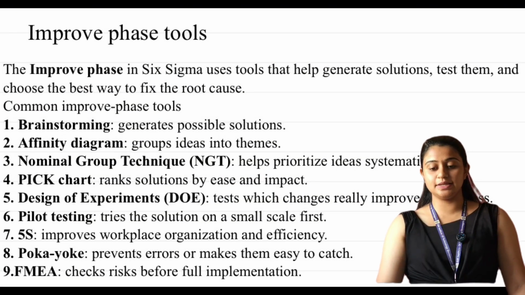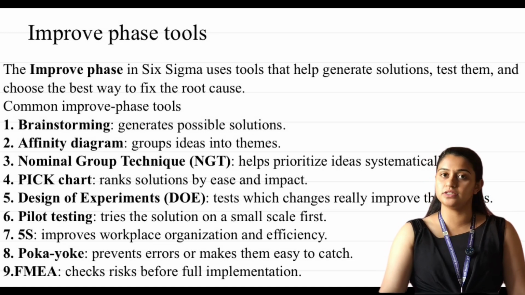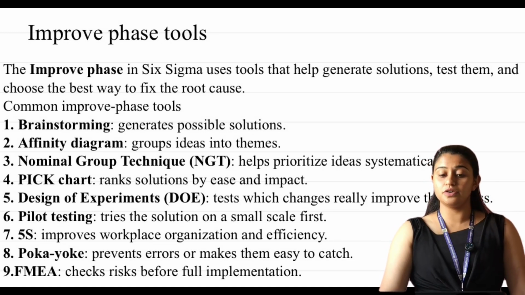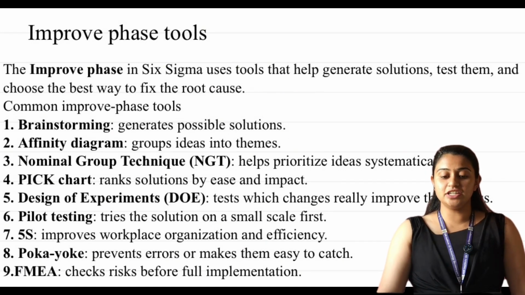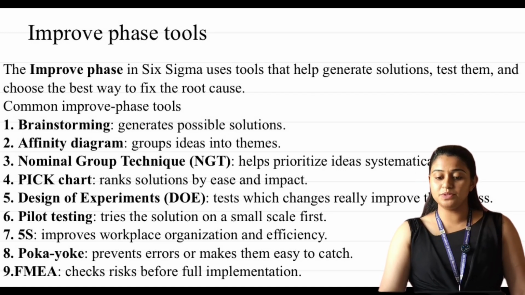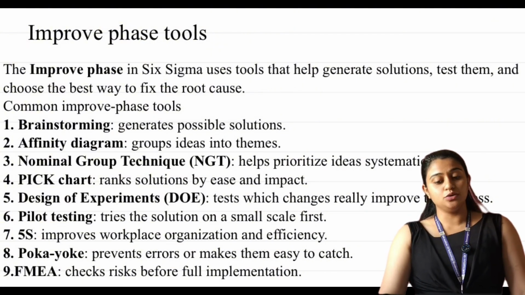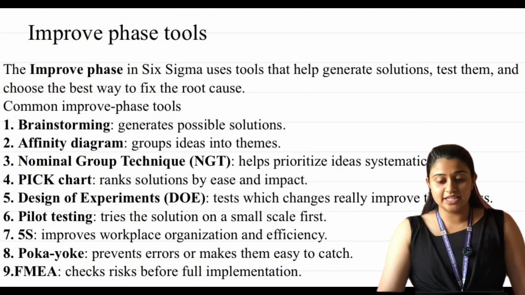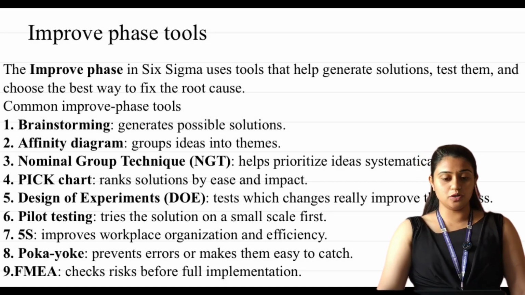Improve phase tools in Six Sigma help generate solutions, test them, and choose the best way to fix the root cause. Common improve phase tools are brainstorming, which generates possible solutions; affinity diagram, which groups ideas into themes; nominal group technique, which helps prioritize ideas systematically; pick chart, which ranks solutions by ease and impact; and design of experiments, which tests which changes really improve the process.